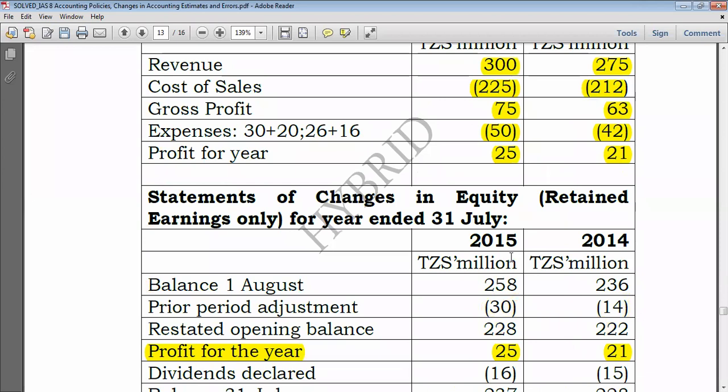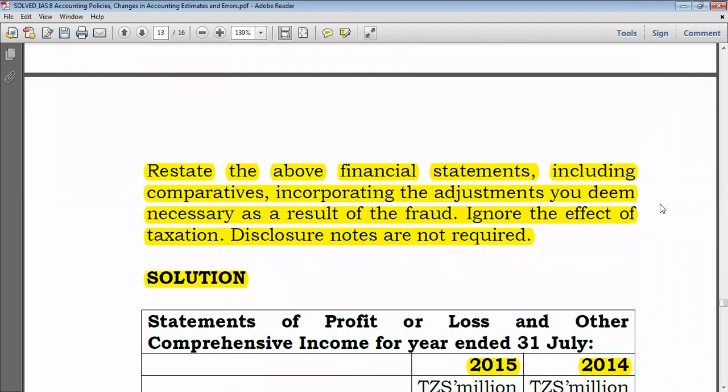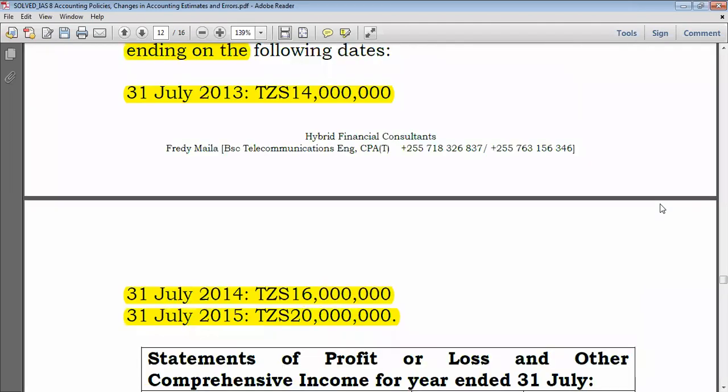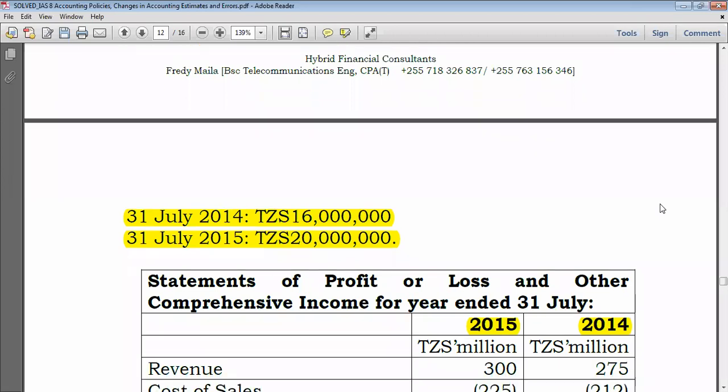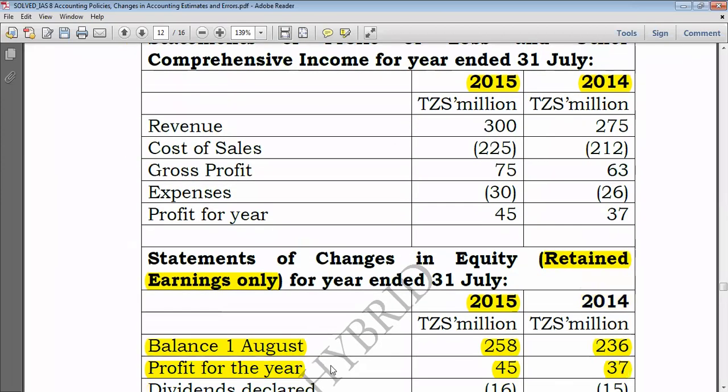This was what? Let's just go and check. I think I've cross-checked something. Oh, this was 2015 and this is 2014. I think I reversed something here. Let's just take a look properly here. Oh, we didn't read properly. This year ends at 31st July, right? It ends 31st July 2015. And this is the balancing figure. This is the balance on 1st August. So this is the balance on 1st August 2015, but this is the balance on 1st August 2013.